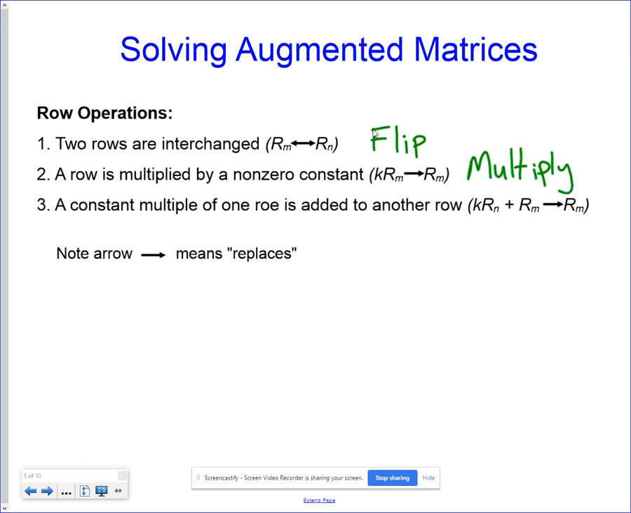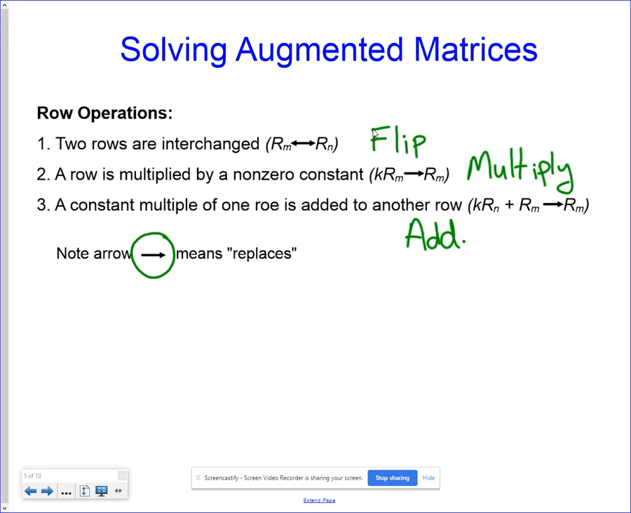These are the three things that you're allowed to do. And then the third one, you can multiply a row by a number and then add it to another one. Or you can just add two rows together. So the three things that we can do are flip, multiply, and add. We're going to be practicing the notation in doing this. When you see this arrow that just points to the right, that means replace.